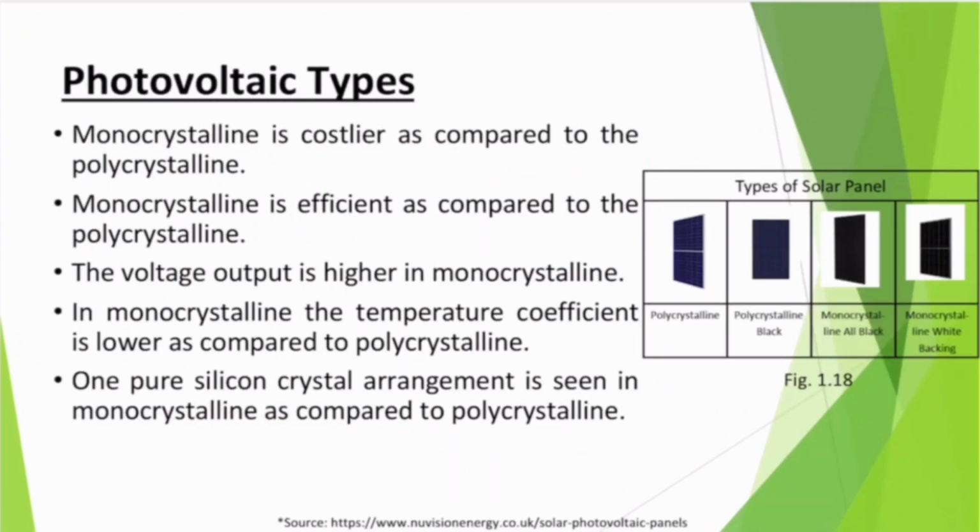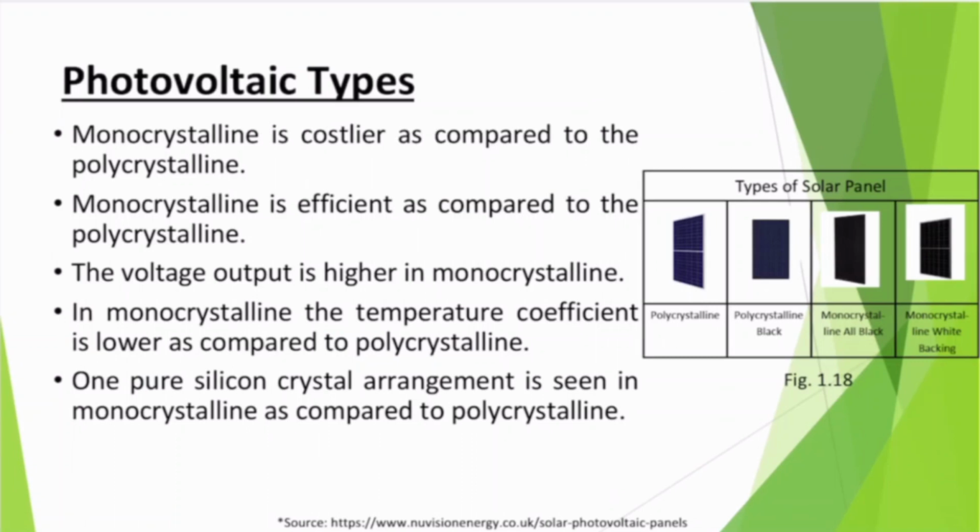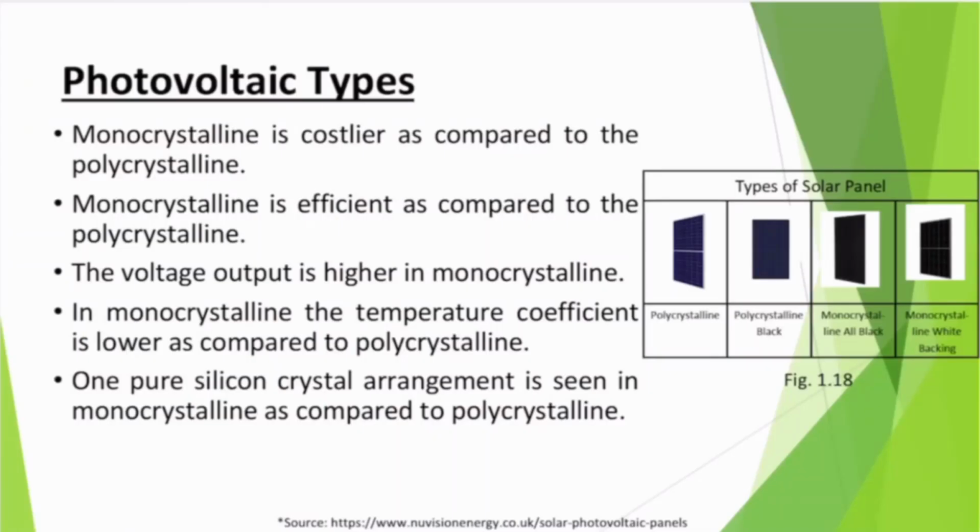Now, there are different types of photovoltaics today because of efficiency. The first is monocrystalline, which is costlier and quite popular, as compared to polycrystalline. Monocrystalline is more efficient as compared to polycrystalline. Early on we started with polycrystalline, and now we have moved to monocrystalline. The voltage output is higher in monocrystalline. The temperature coefficient is lower in monocrystalline as compared to polycrystalline. One pure silicon crystal arrangement is seen in monocrystalline as compared to polycrystalline.